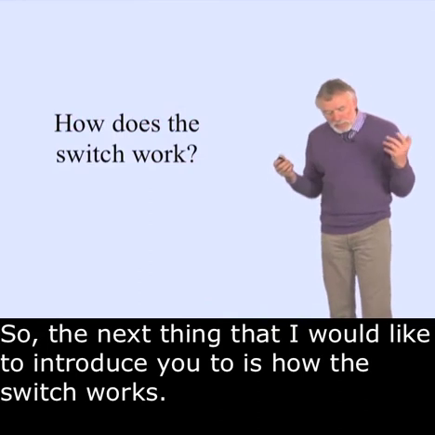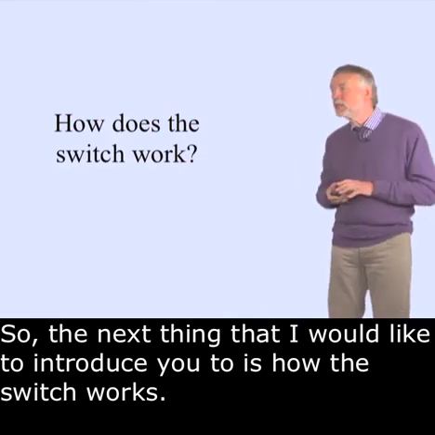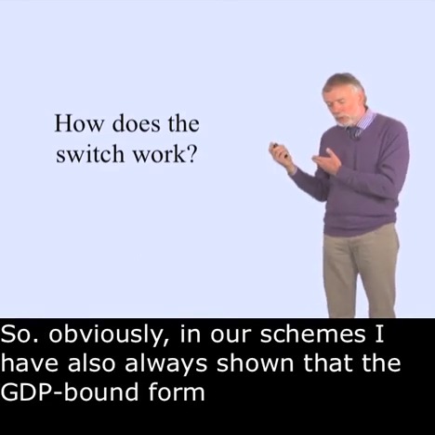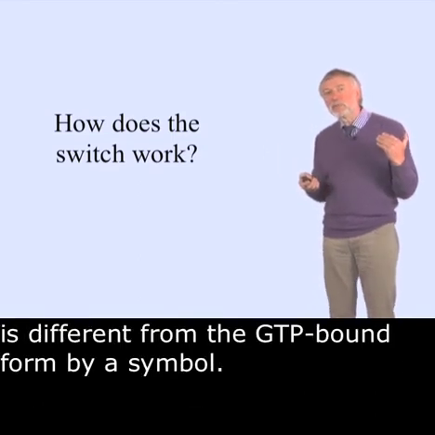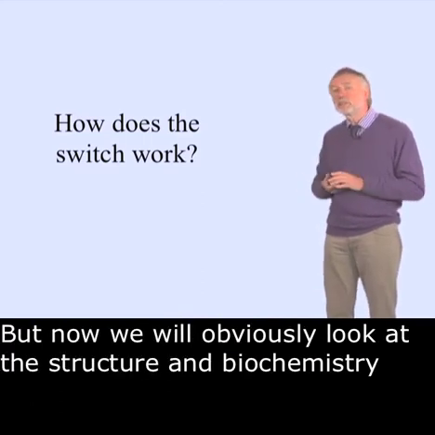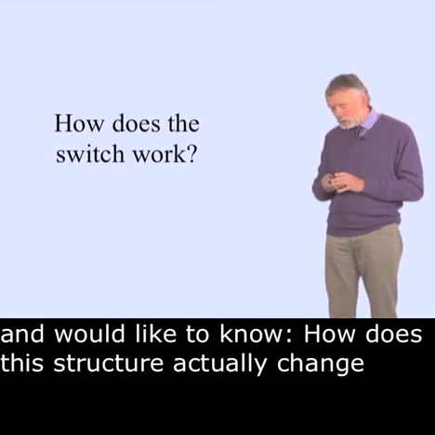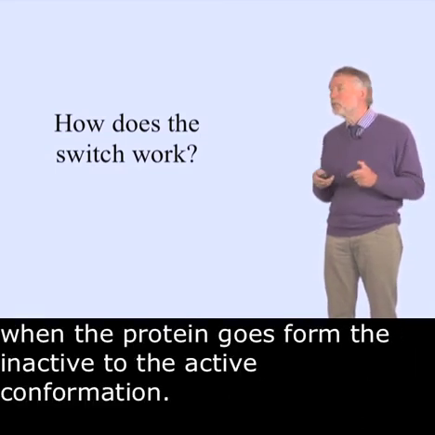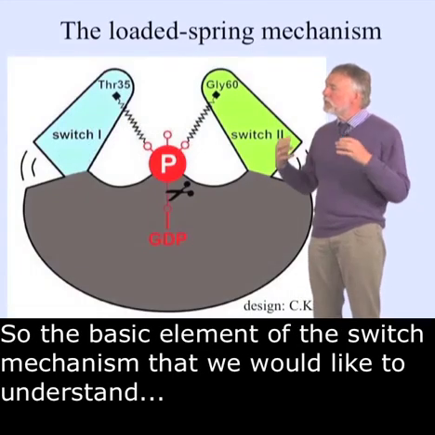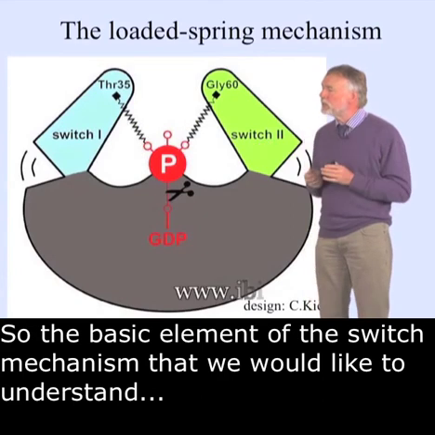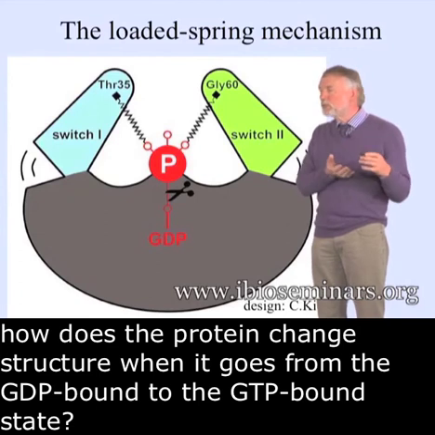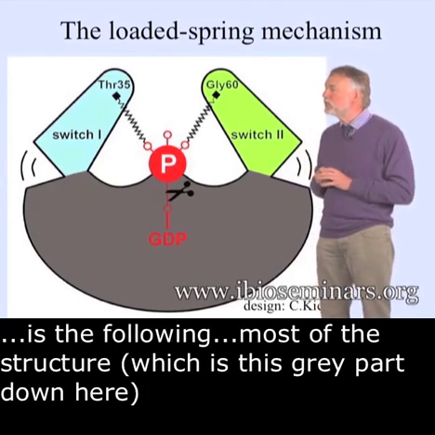The next thing that I would like to introduce you to is how the switch works. In our schemes, I have always shown that the GDP-bound form is different from the GTP-bound form by a symbol. But now we would look at the structure and biochemistry. We would like to know how this structure actually changes when the protein goes from the inactive to the active conformation. That is the basic element of the switch mechanism that we would like to understand. How does the protein change structure when it goes from the GDP-bound to the GTP-bound state?